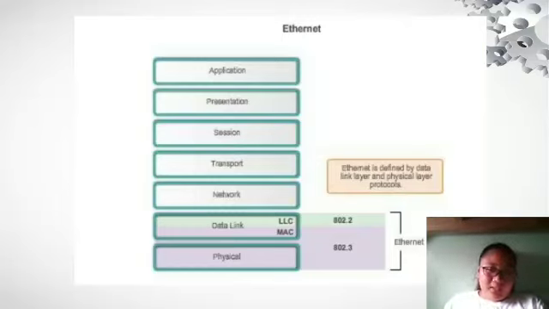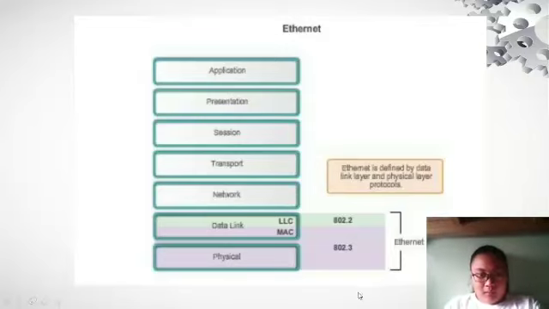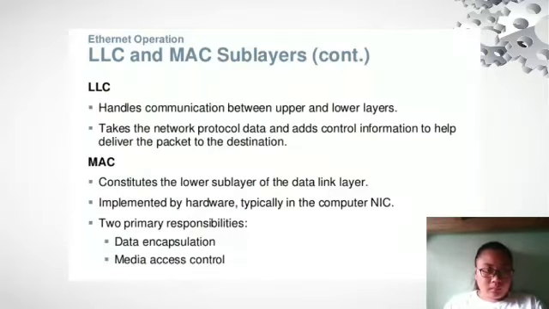This picture is the Ethernet. Ethernet is defined by data link layer and physical layer protocols, which are 802.2 and 802.3. LLC handles communication between upper and lower layers. It takes the network protocol's data and adds control information to help deliver the packet to the destination.